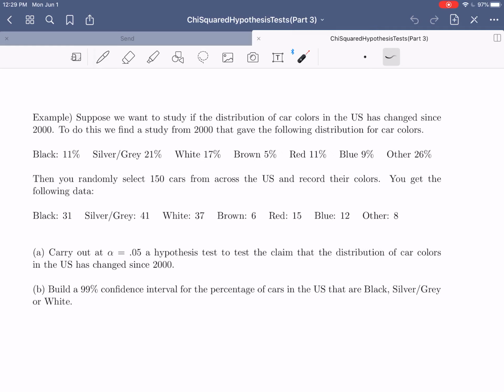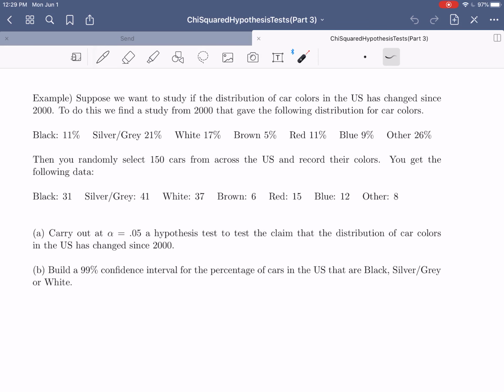So, to see if this distribution has changed, what we do is we randomly select 150 cars from across the US and we record their colors. So we get the following data here. There are 31 black vehicles, 41 silver or gray vehicles, 37 white, 6 brown, 15 red, 12 blue, and 8 that were some other color than the ones listed here.